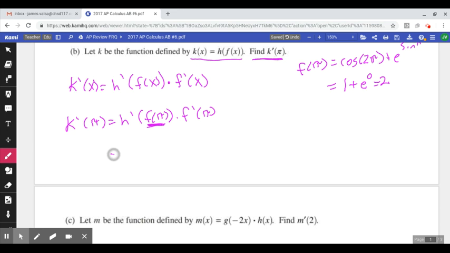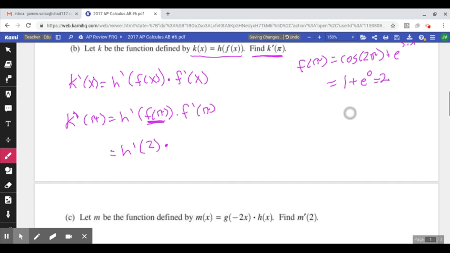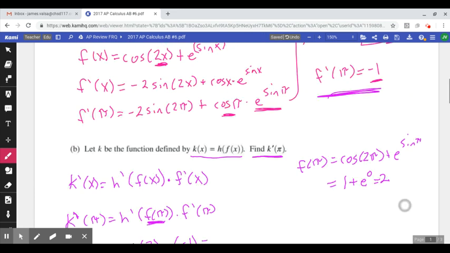Now we're going to keep moving on with our derivative expression here for pi. So we still have to evaluate h prime at pi. So we'll have h prime. Now we figured out what f at pi is. That was 2. And then f prime at pi, that's from the previous part. So that was -1. So we'll sub that in. And then we're going to take a look at the graph of h here and figure out what the value of h prime at 2 is.